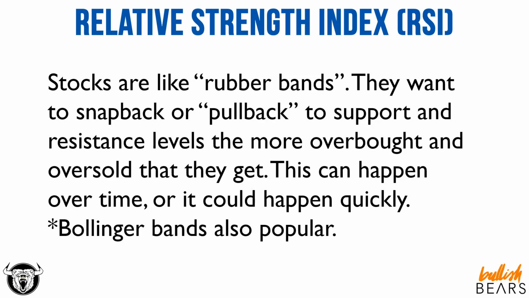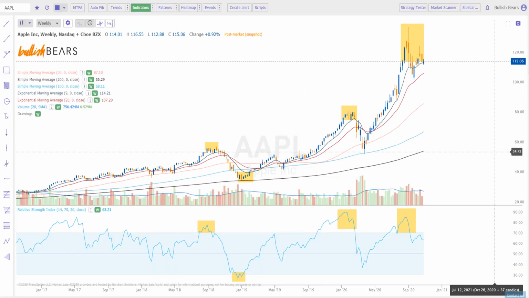Now, Bollinger Bands is also popular. It's basically like an RSI. Bollinger Bands is more of a visual on the charts with candlesticks itself, whereas RSI is a separate indicator to add. So here's a chart of Apple, a weekly chart.